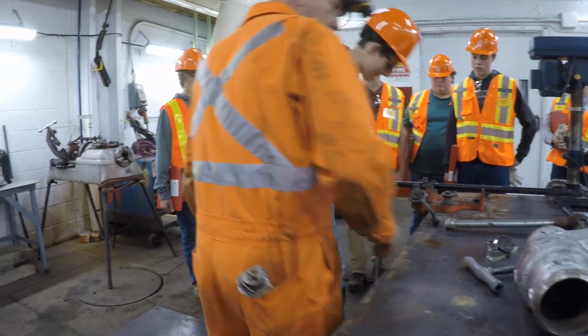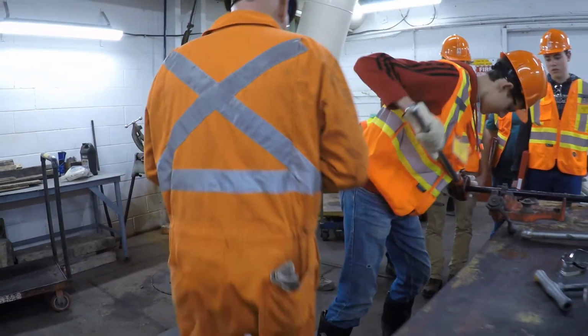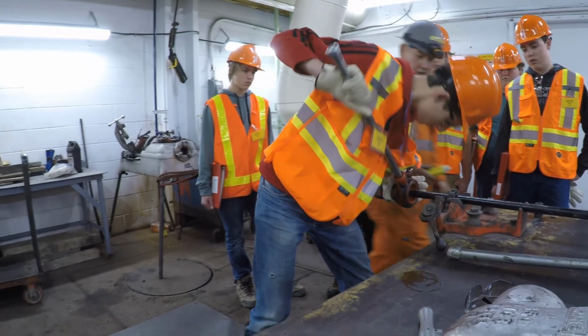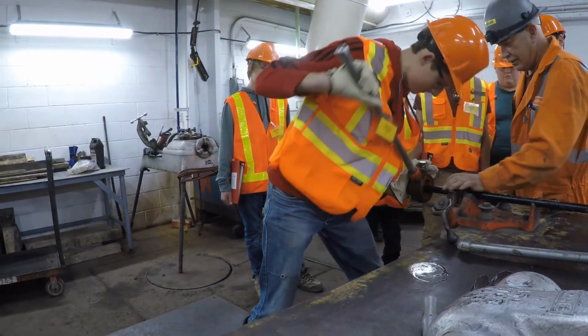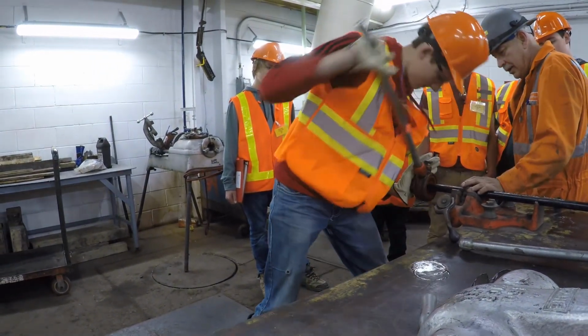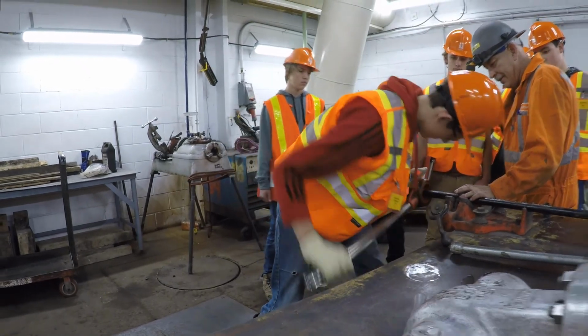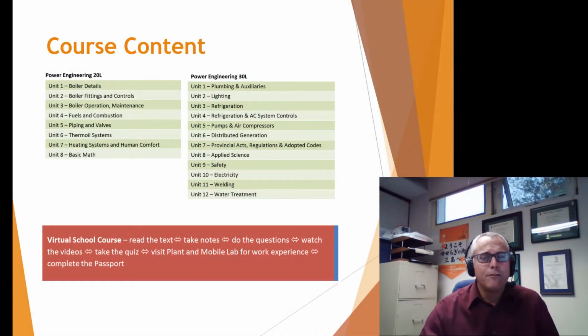There's pumps and air compressors. Pumps are very important. Distribution generation, how electricity is being produced and how it's being distributed. The provincial acts and regulations and codes. So things that you need to be worried about for 5th class power engineers in Saskatchewan, because as a certified 5th class power engineer, you can run and maintain a boiler of that size for 5th class. You'll find boilers in schools, in apartment complexes, in some smaller businesses that you'll be able to manage with that 5th class certification.